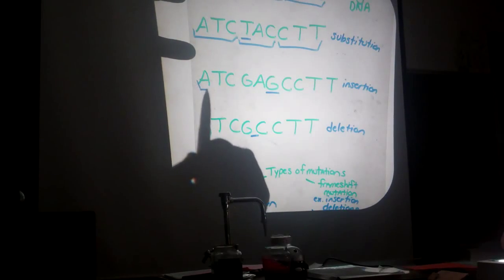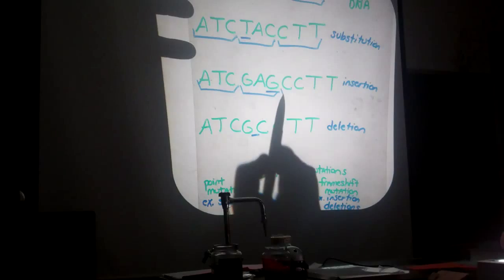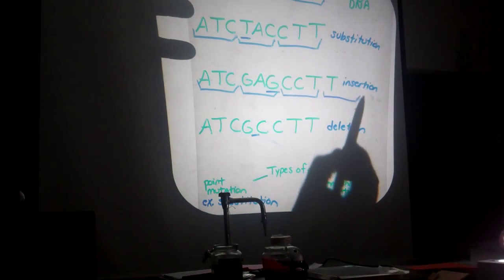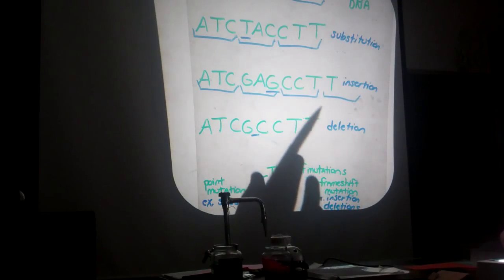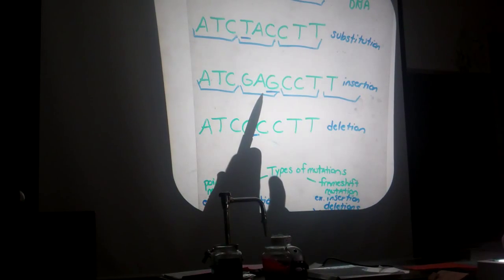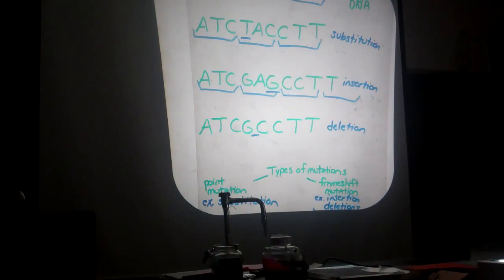Look what's happened in this next sequence. By adding an extra G, you have now changed every codon after that. That's not going to code for the right amino acid. That's not going to code for the right amino acid. In other words, you've picked it up and shifted everything over.